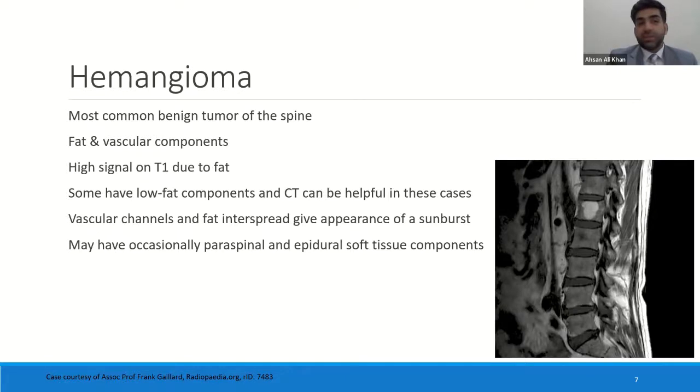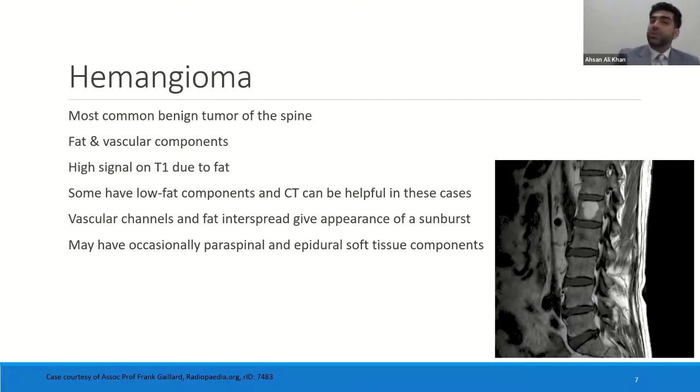So these have fat and vascular components. Here, if you see, this is the T1, and you can see the high signal on T1 due to high fat. So that's one thing the hemangioma shows you. And then not all the hemangiomas will be bright or have this kind of appearance. Sometimes they can have a different level of fat. So at that time the CT plays an important role.